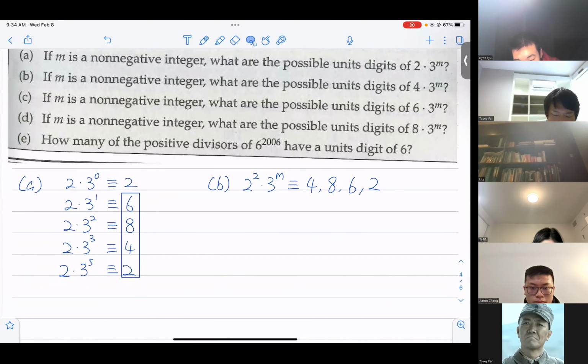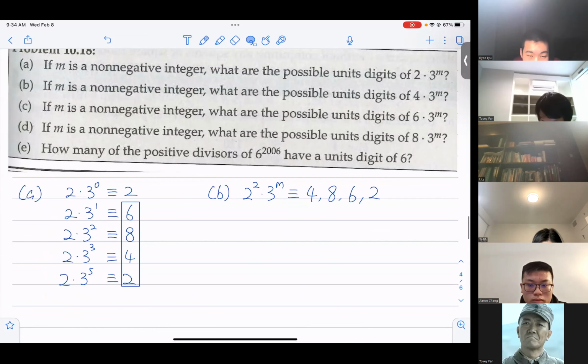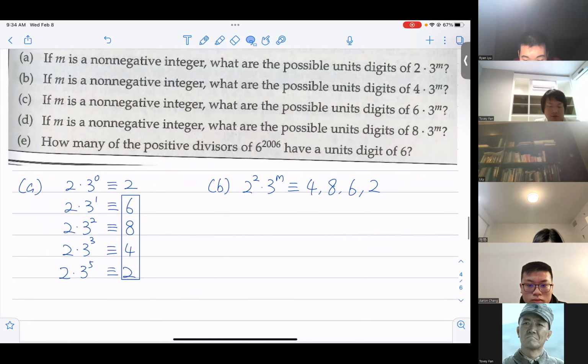So let's say question A. Question A says, if you have just 2 to the power of 1, then when you multiply by 3, what numbers give you a unit digit of 6? You will see that we have listed it down here. Every time you multiply by 3: 2 times 3 is 6, 6 times 3 is 18 so 8, 8 times 3 is 24 so 4, 4 times 3 is 12 so 2, and you start to cycle.